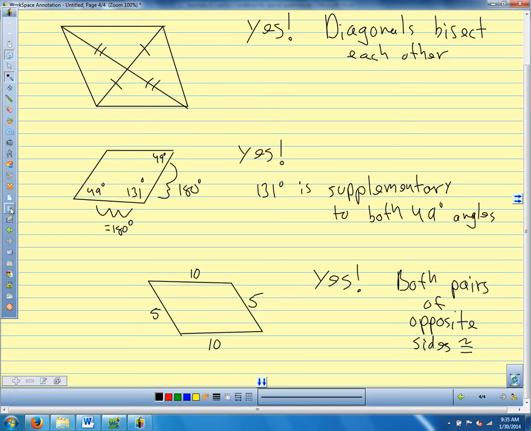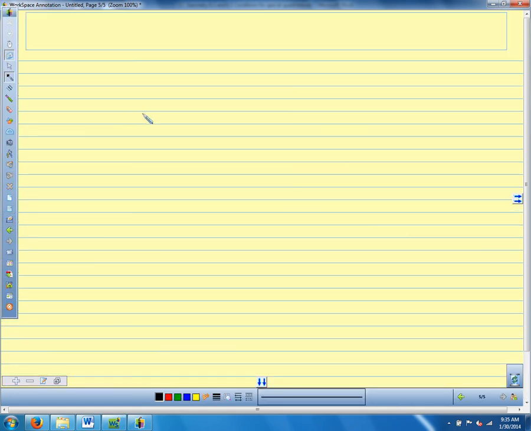Okay. Before I pass your folders back, I'll write down our homework for tonight, because we're going to do a few other things, so I want to make sure everybody gets it. So we're on page 386, and we're doing number 8 through 140.